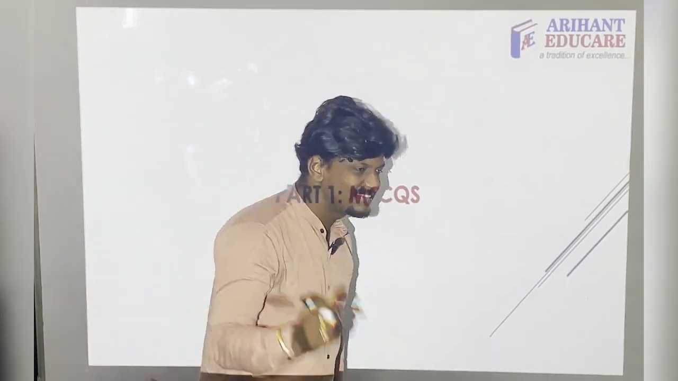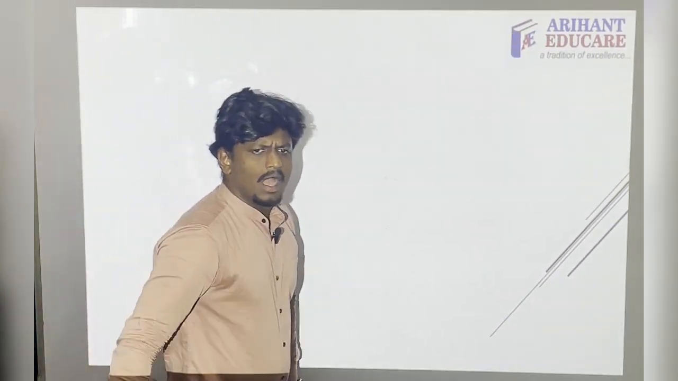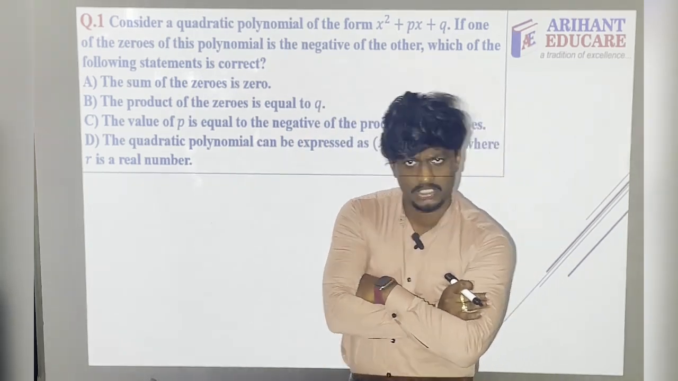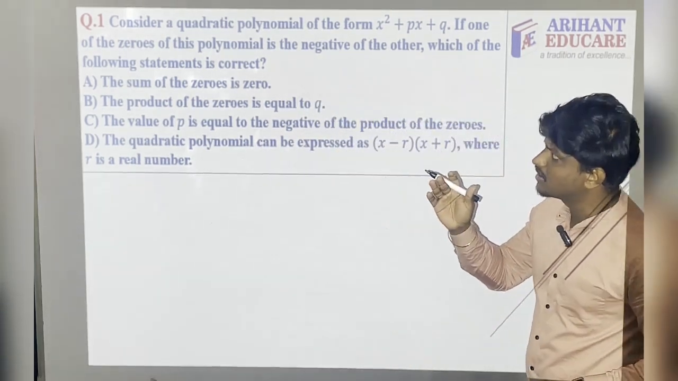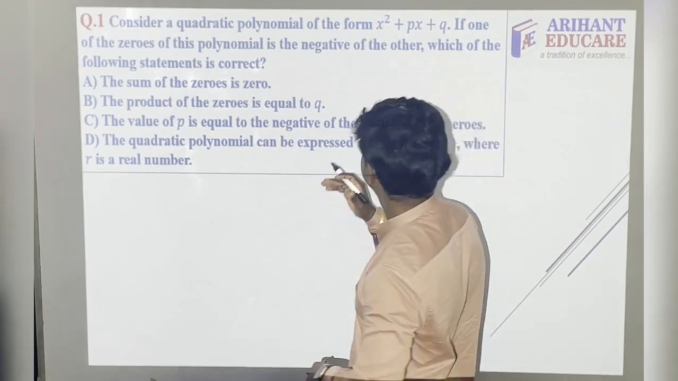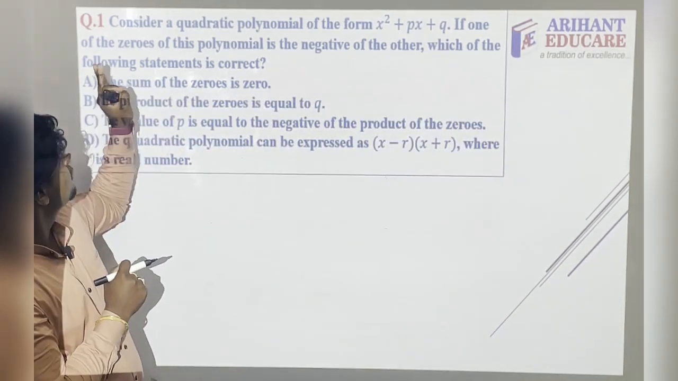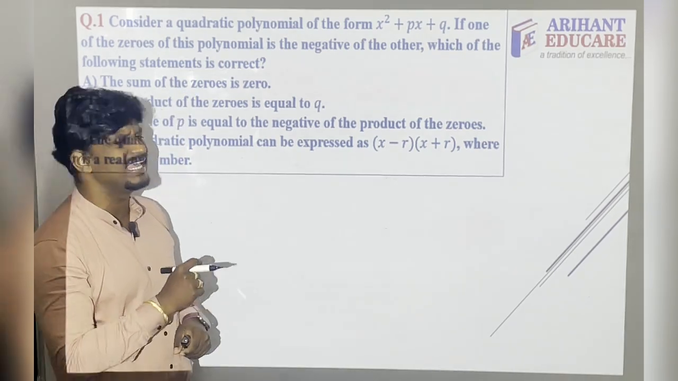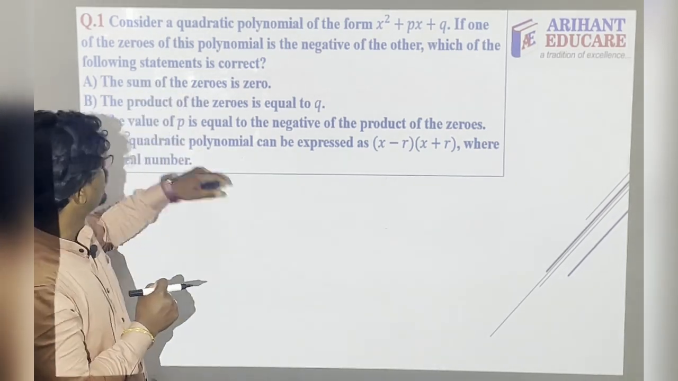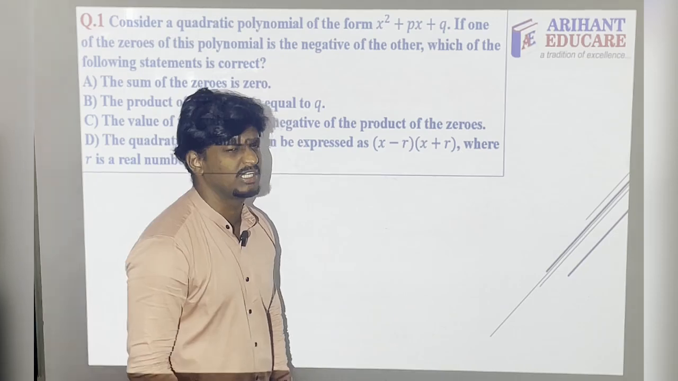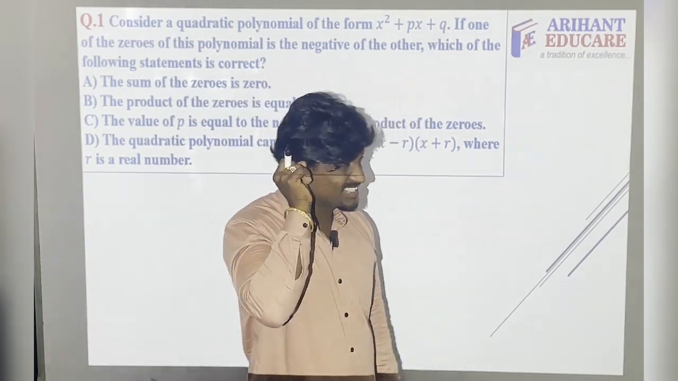Okay, so let's move to the first question. Are you ready? Let's read it. Consider a quadratic polynomial of the form x square plus px plus q, and it says if one of the zeros of this polynomial is the negative of the other, which of the following statements is correct? We've got 4 different statements. First, let's understand the question.